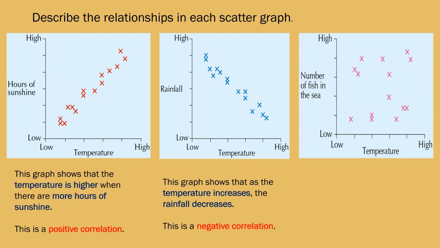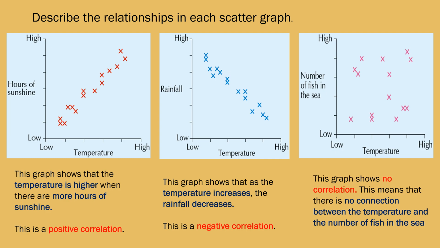Now for the last graph, we have the temperature represented by the x-axis and the number of fish in the sea represented by the y-axis. Now what does this graph tell you? This graph shows that there is no correlation. This means that there is no connection between the temperature and the number of fish in the sea. As you can see on the graph, the points are randomly plotted around the scatter graph. So you can't really tell if the correlation is positive or negative because the points are randomly scattered on the graph.